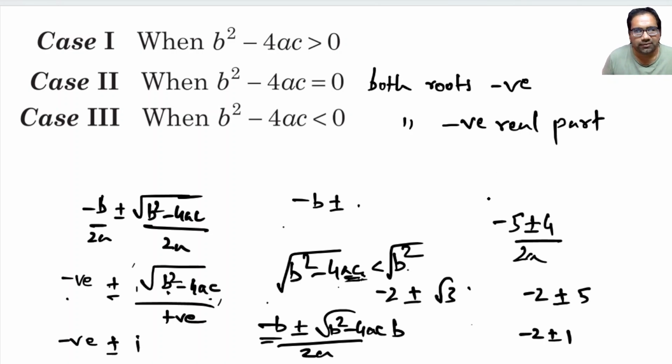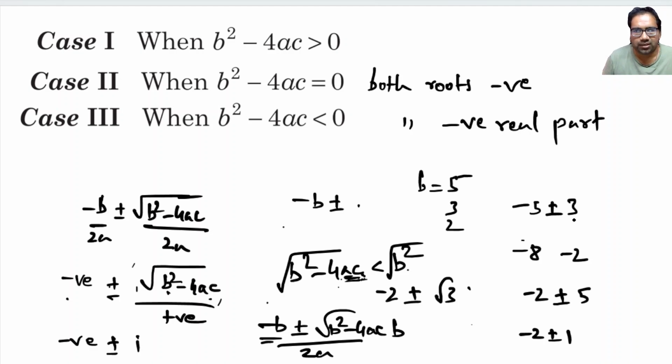is lesser than b. So for example, if b is 5, b square minus 4ac will be somewhere like 3 or 2, whatever. Now minus b, which is minus 5, plus or minus the square root of b square minus 4ac, that is 3. So in this case, one root will be minus 8, another root is minus 2. Because 3 is lesser than 5, the sum of minus 5 plus or minus 3 will both be negative. This is one case.